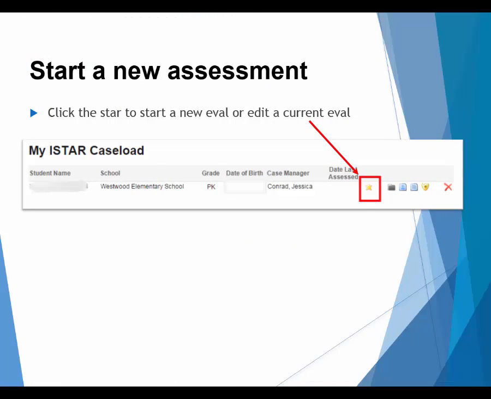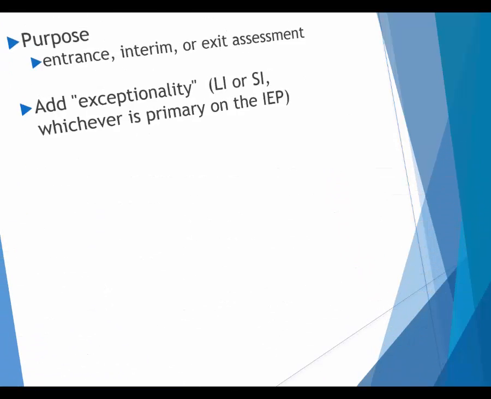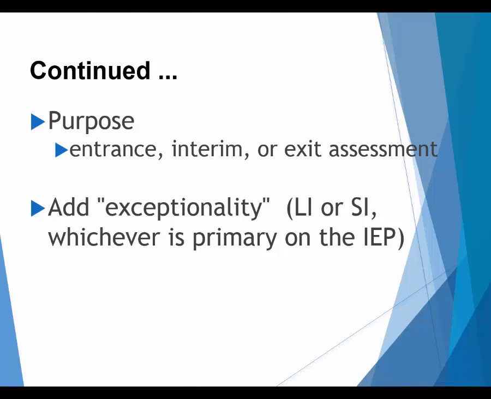Click on the star to begin a new evaluation, or at any time you've saved a partial evaluation and need to come back. You will be prompted to add in the purpose of the assessment, so it will either be an entrance, an interim, or an exit assessment. The exceptionality will be whatever is listed as the primary eligibility on the IEP. Click Next, and the system will show 5 domains that are part of the ISTAR KR assessments. Click Next again until you reach the Finish screen.